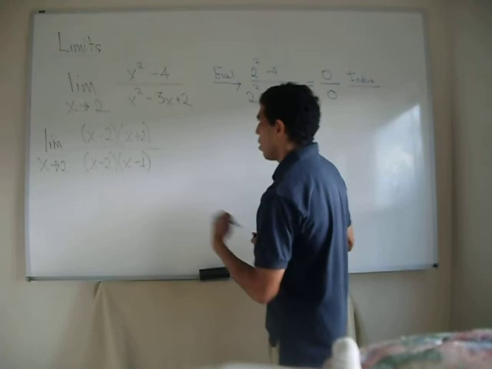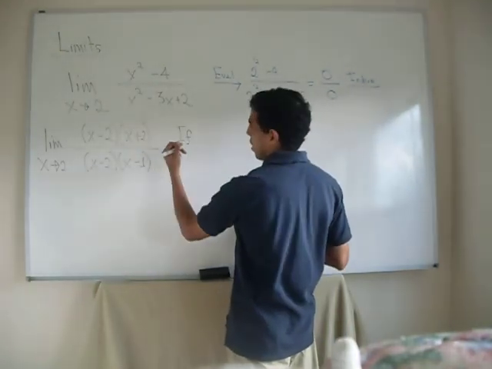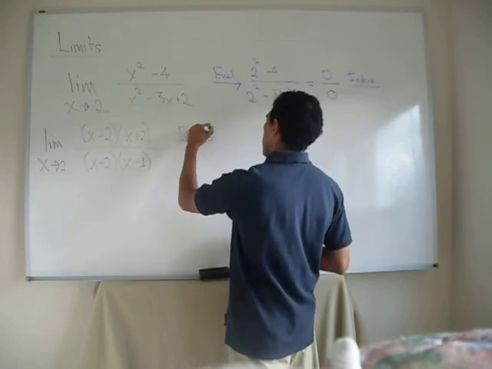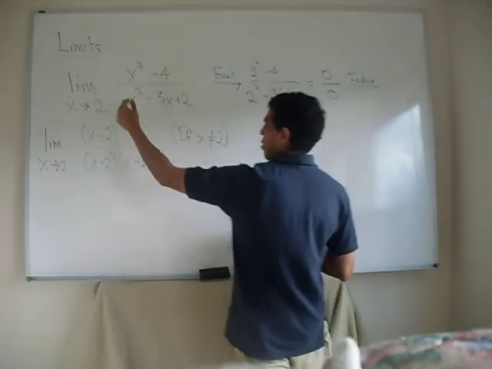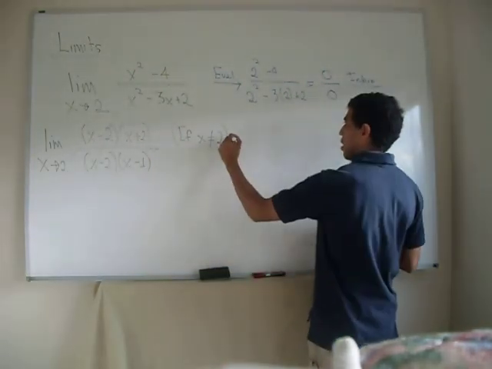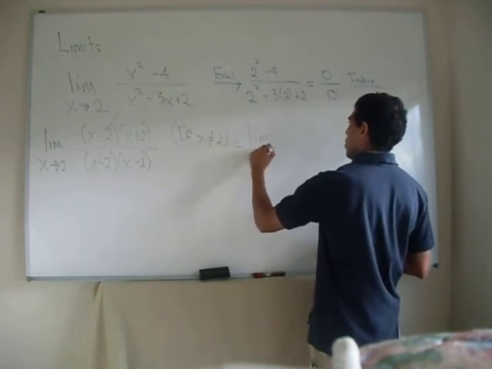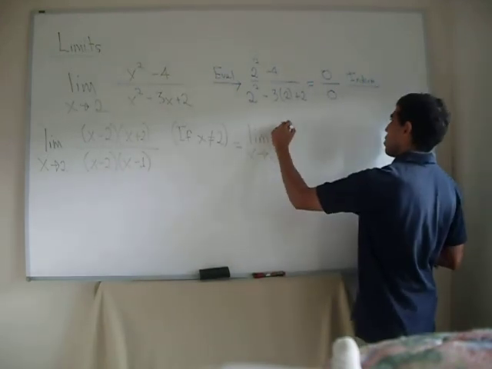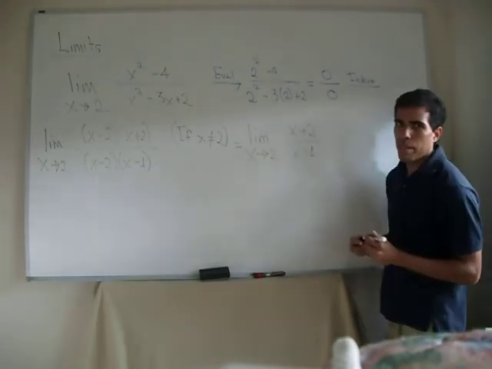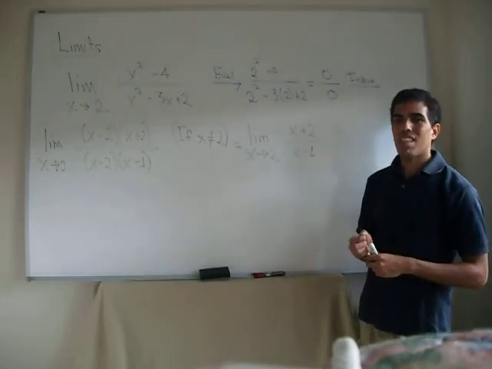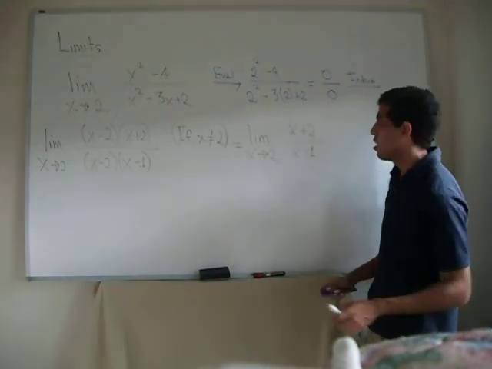Now we have to make the small observation. Since x is not 2, this means that we can cancel these two out. And then we're going to have limit of x tending to 2 of x plus 2 over x minus 1. Since we got rid of the indetermination, I think it's probably fair enough that we evaluate, because we may have solved the problem. So let's do that.